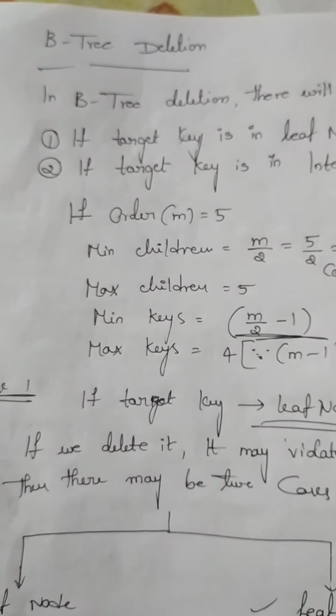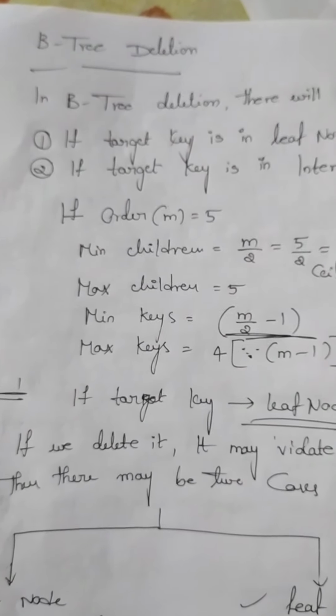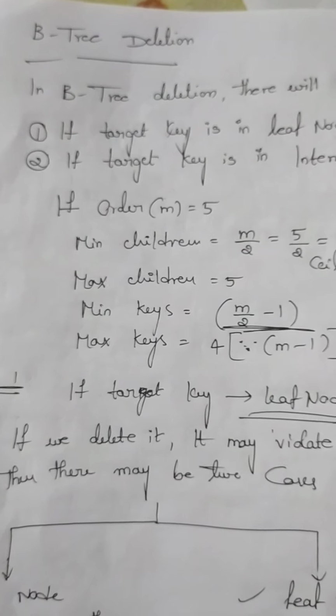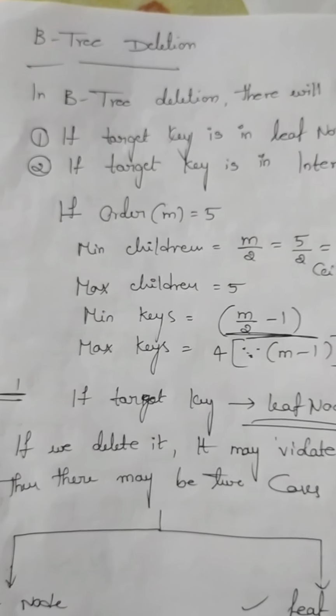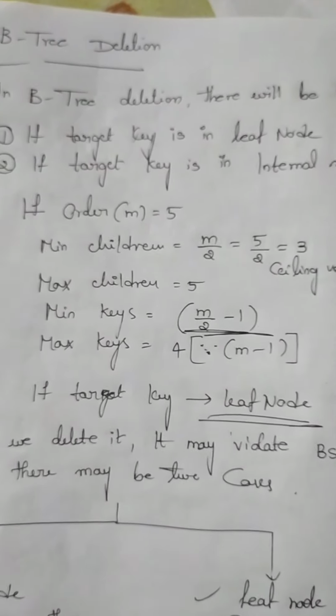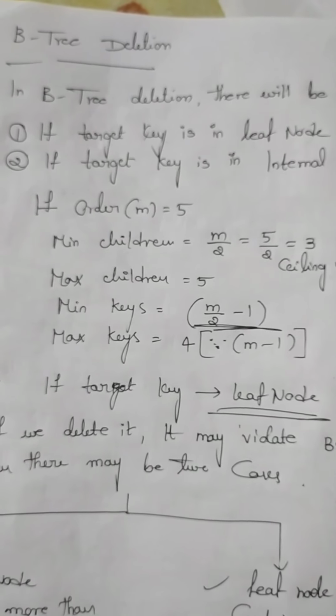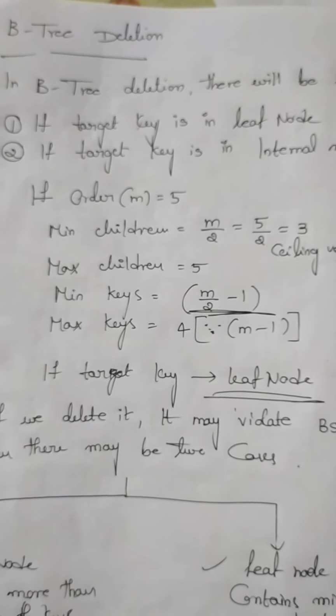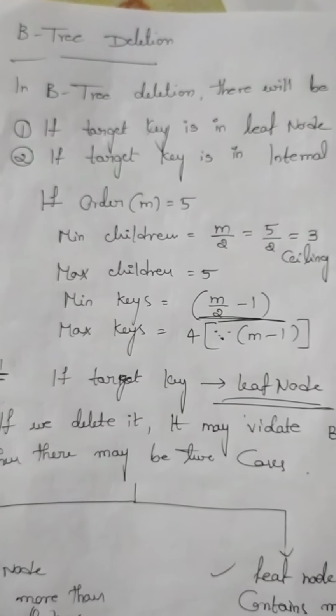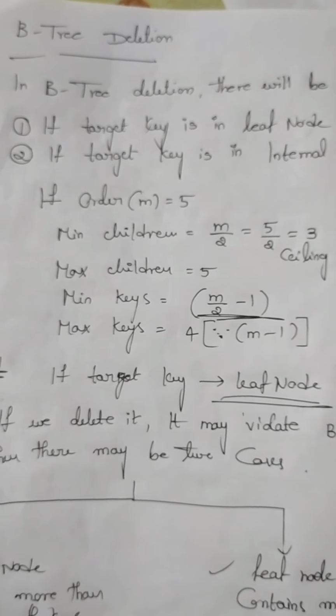Hello students, today's topic is B-tree deletion. In the previous session I already discussed B-tree insertion. Here in B-tree deletion there will be two cases: if the target key is in a leaf node, and if the target key is in an internal node. If the target key is in a leaf node, we may directly delete it, there's no problem.